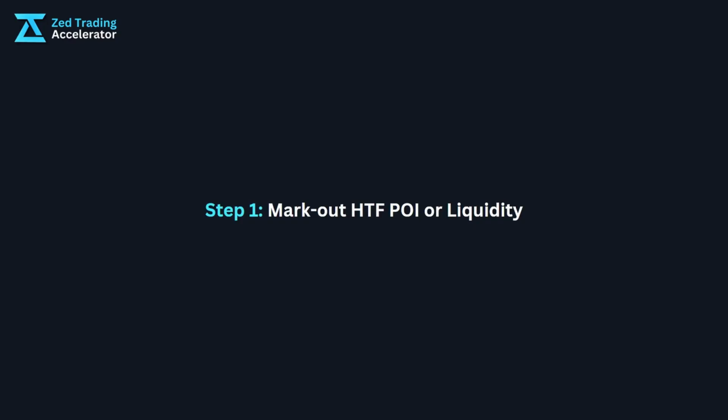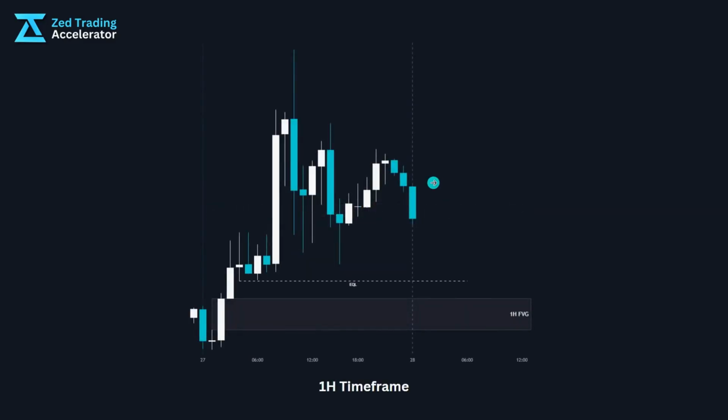So this is a single example of our one setup for life. Step 1, mark out a higher time frame point of interest or liquidity. So as we can see right here, we have equal lows, and we also have a 1 hour fair value gap right here, which is a higher time frame point of interest or PD array. So let's mark both of them out.